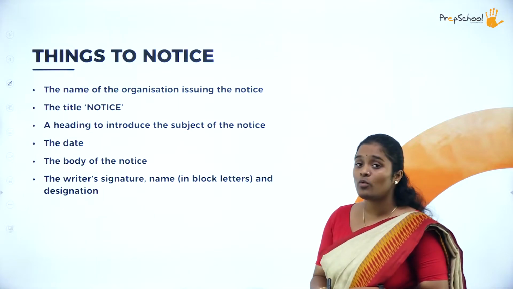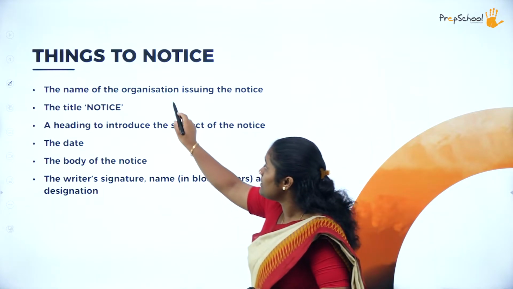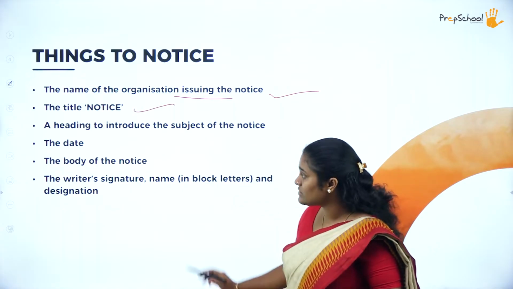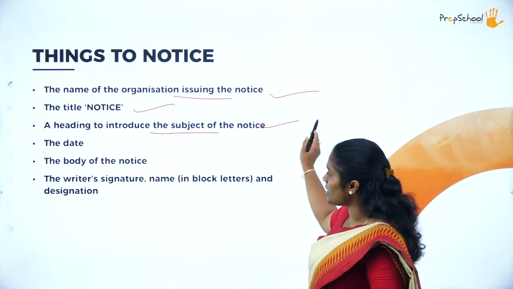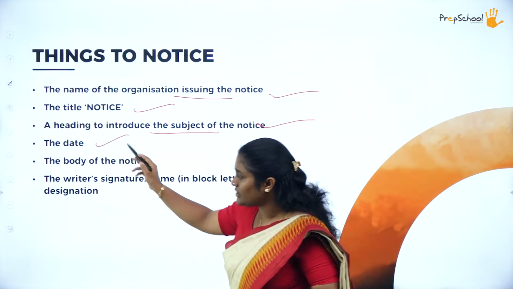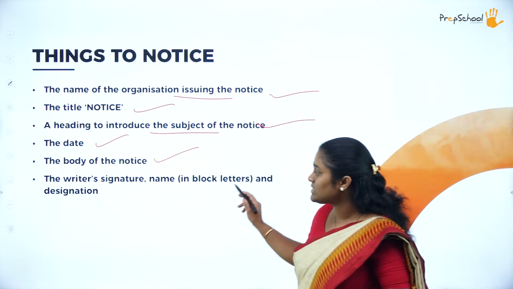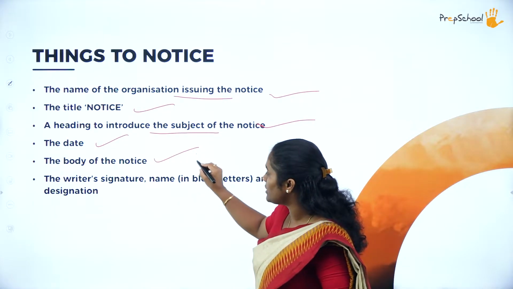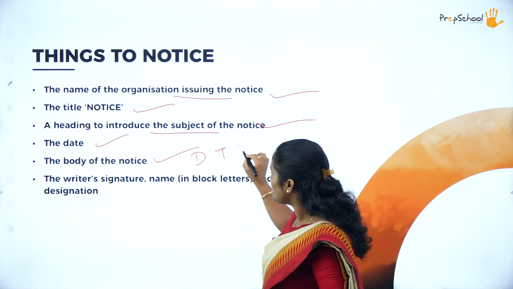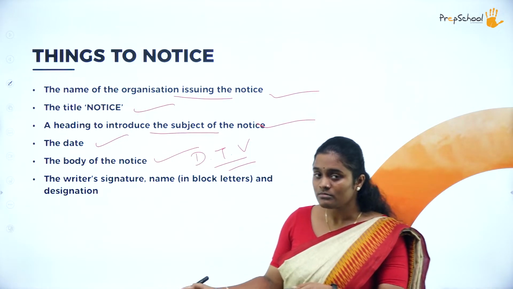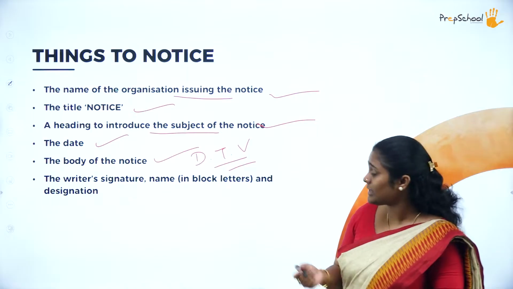Moving forward, what are the things to keep in mind? A, the name of the organization issuing the notice. That's the first thing. Title, notice, we are done with that. A heading to introduce the subject of the notice. The date of issuing, when you're issuing the notice. Then the body of the notice. After that, the body of the notice will also include D, T, V. I'm sure you're acquainted with it by now. Date, time and venue. Okay, you can also include a little note at the end.